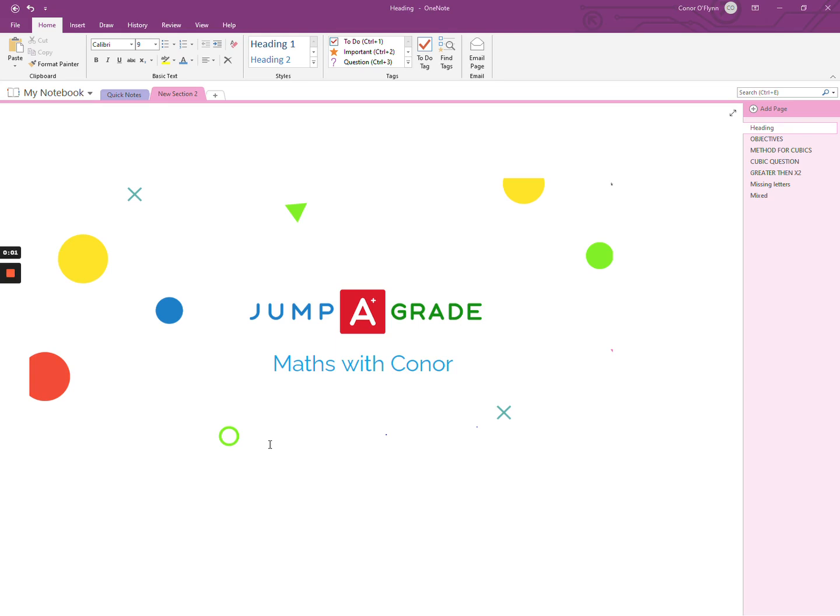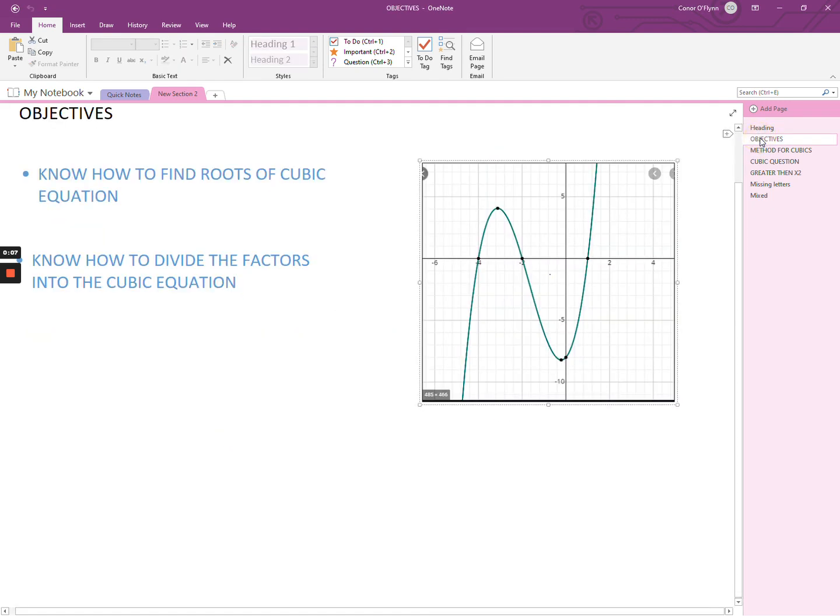Math, and today we're going to do algebra. So we're going to focus on the factor theorem. It's one of the big topics in algebra. What we're going to do is find the roots of a cubic equation.